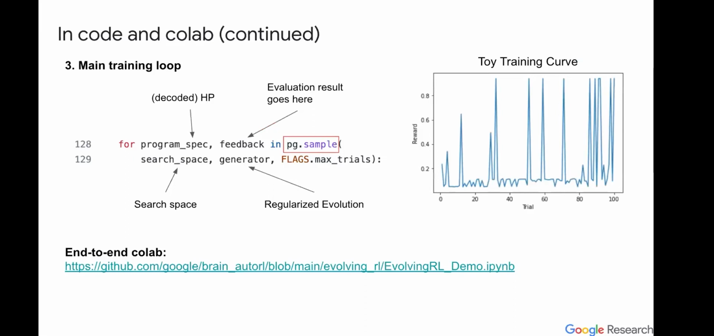On the right, we're showing a toy training curve. It's trained on multiple environments for 100 trials. It's very tiny. This can be done on a single CPU in maybe 1 hour-ish. You can see that the algorithm already picked up some signal, so that towards the end, it began to sample high-fitness candidates more often. Yeah, so the end-to-end Colab is available here.